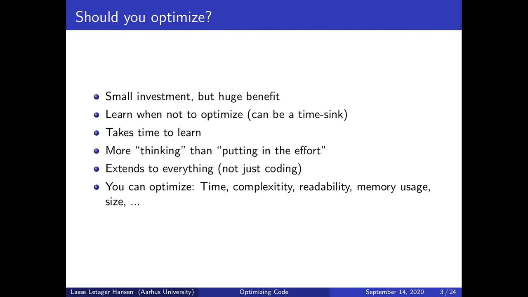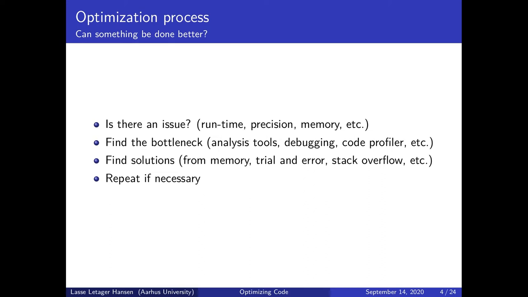So the optimization process basically goes like this. You start by finding an issue. So does it take too much time? Can't you run it because you run out of memory? Is it not precise enough? And once you've found the issue, you want to find where the issue actually is. So the first point is finding if there actually is an issue. So that could be when you run your program and you encounter that it takes an hour to run, then you might be saying like, okay, there's something to do here.